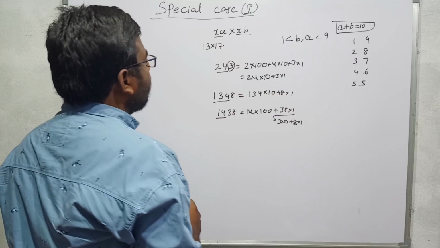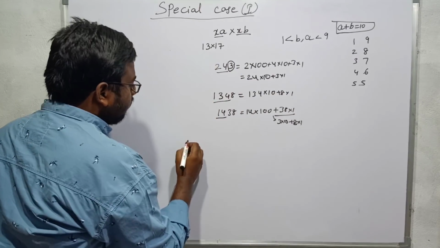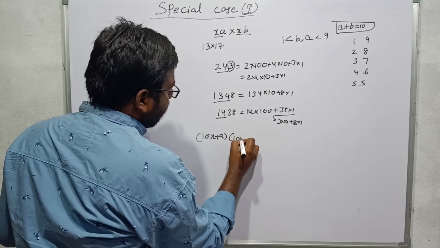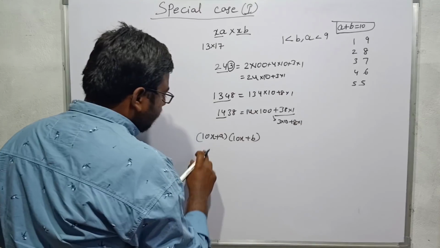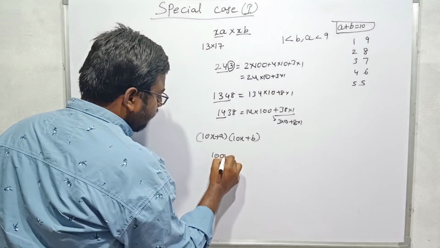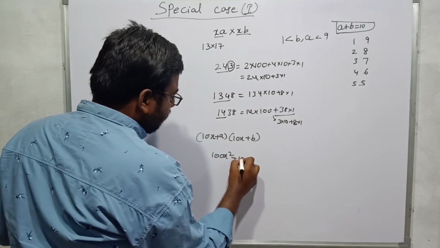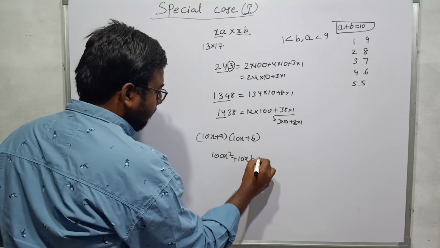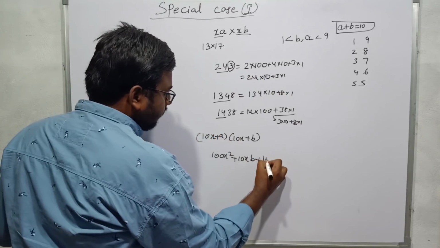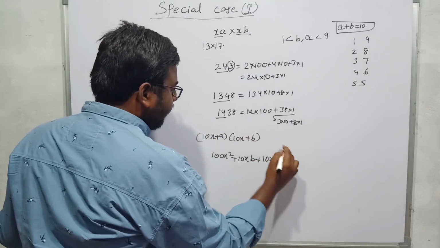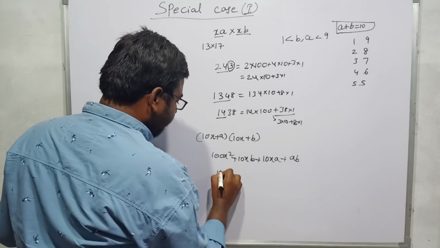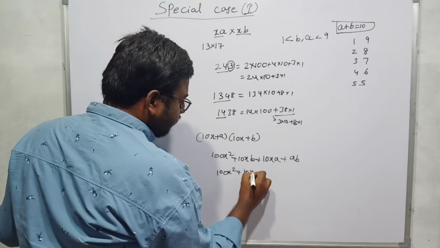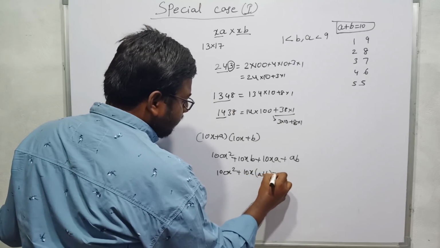Likewise, if you want to calculate this XA into XB, I can write XA as 10x plus a, and XB as 10x plus b. If I multiply this, 100x square plus 10x b plus a into 10x, 10x a plus a into b, ab. If I take 10x common here, I will get 10x into a plus b, plus ab.